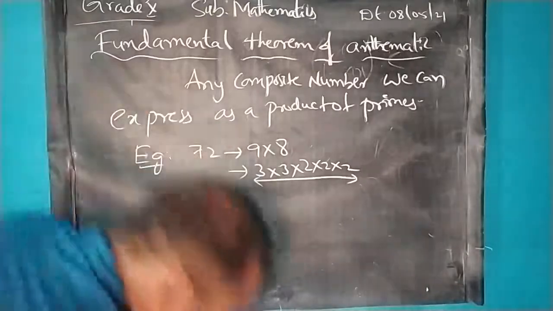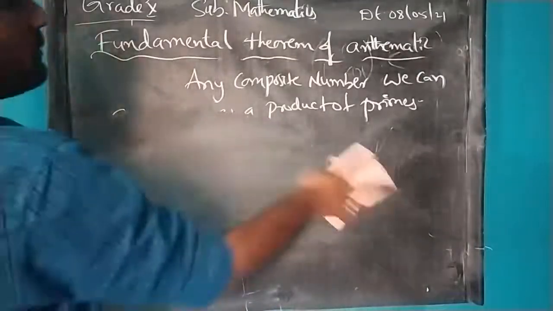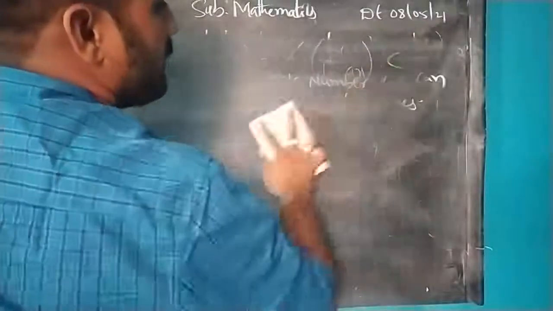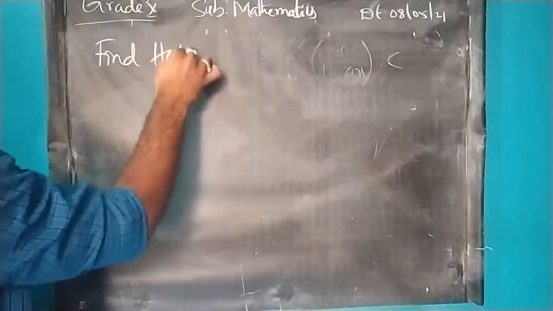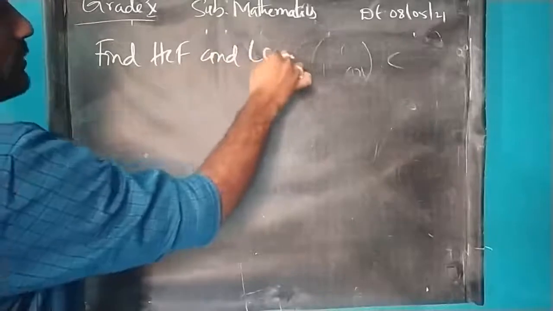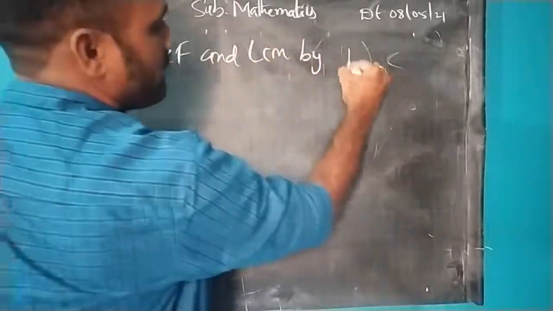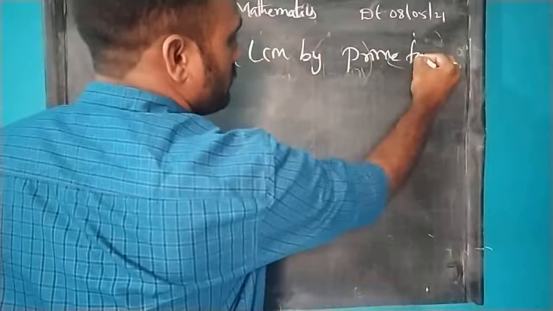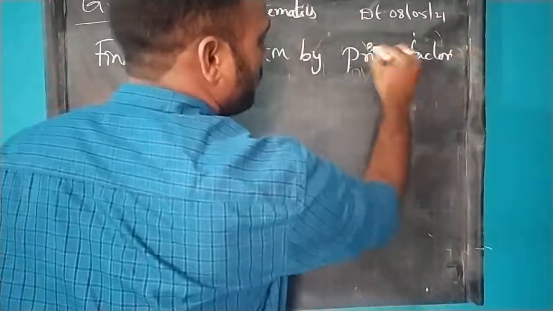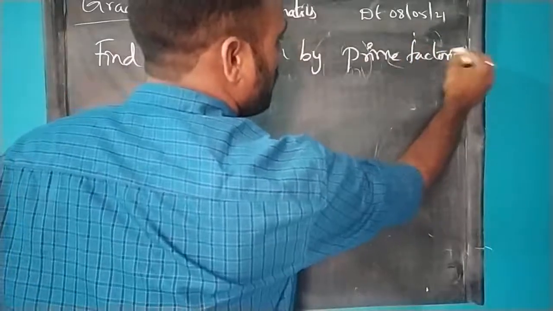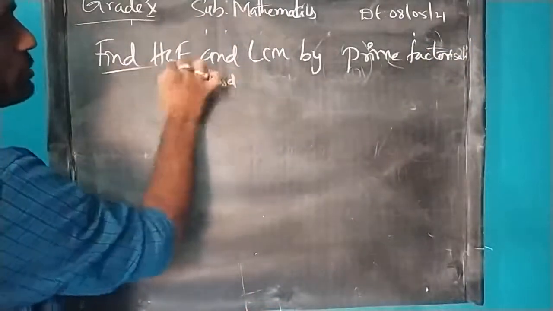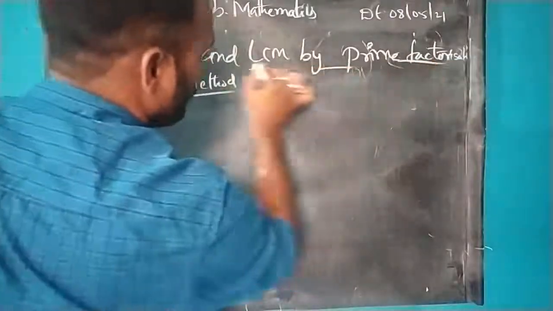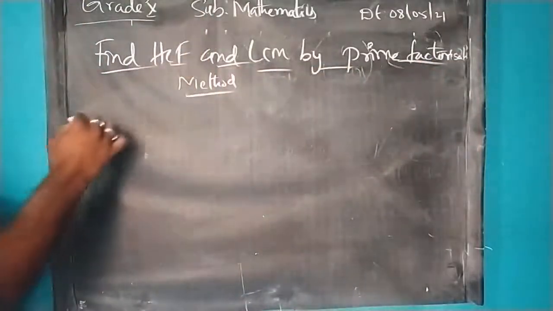Now we are going to learn how to find HCF and LCM. Yesterday we learned how to find the HCF in the previous classes. Today we learn to find HCF and LCM by the prime factorization method. So by using the prime factorization method, we are going to find out the LCM and HCF of the given numbers. Okay, let us see how to find this.